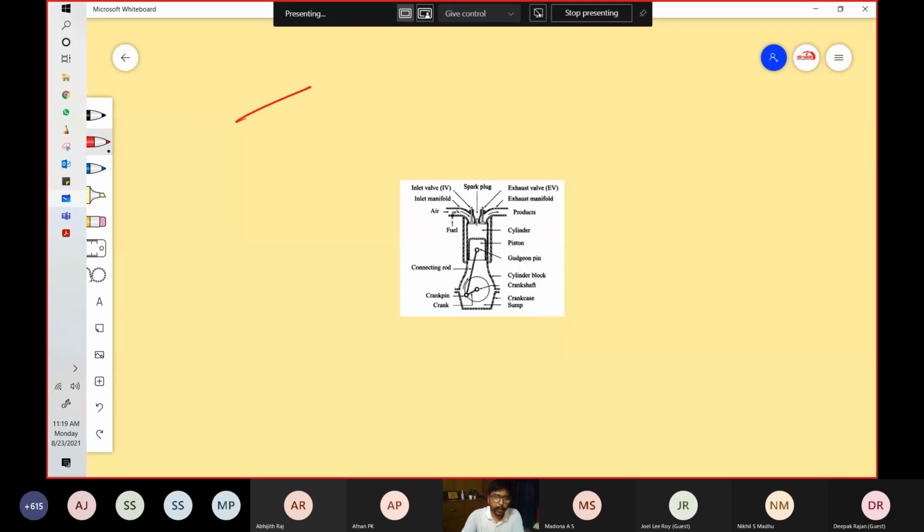All right. So what is cylinder bore? The nominal inner diameter of the working cylinder is called the cylinder bore. This is the cylinder, if you can see. So this diameter is your cylinder bore. Then we have the piston area. So this is the piston. This part is your piston.